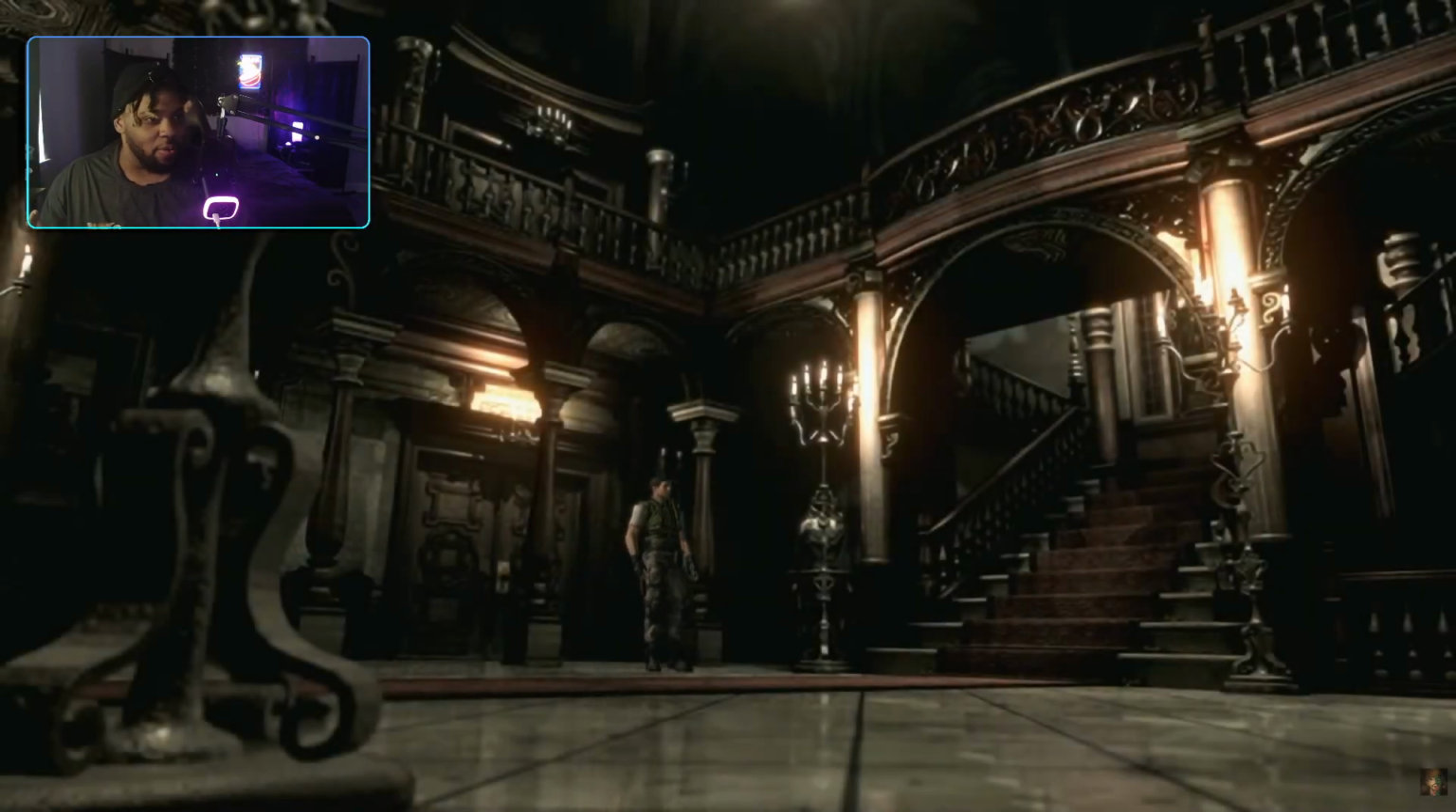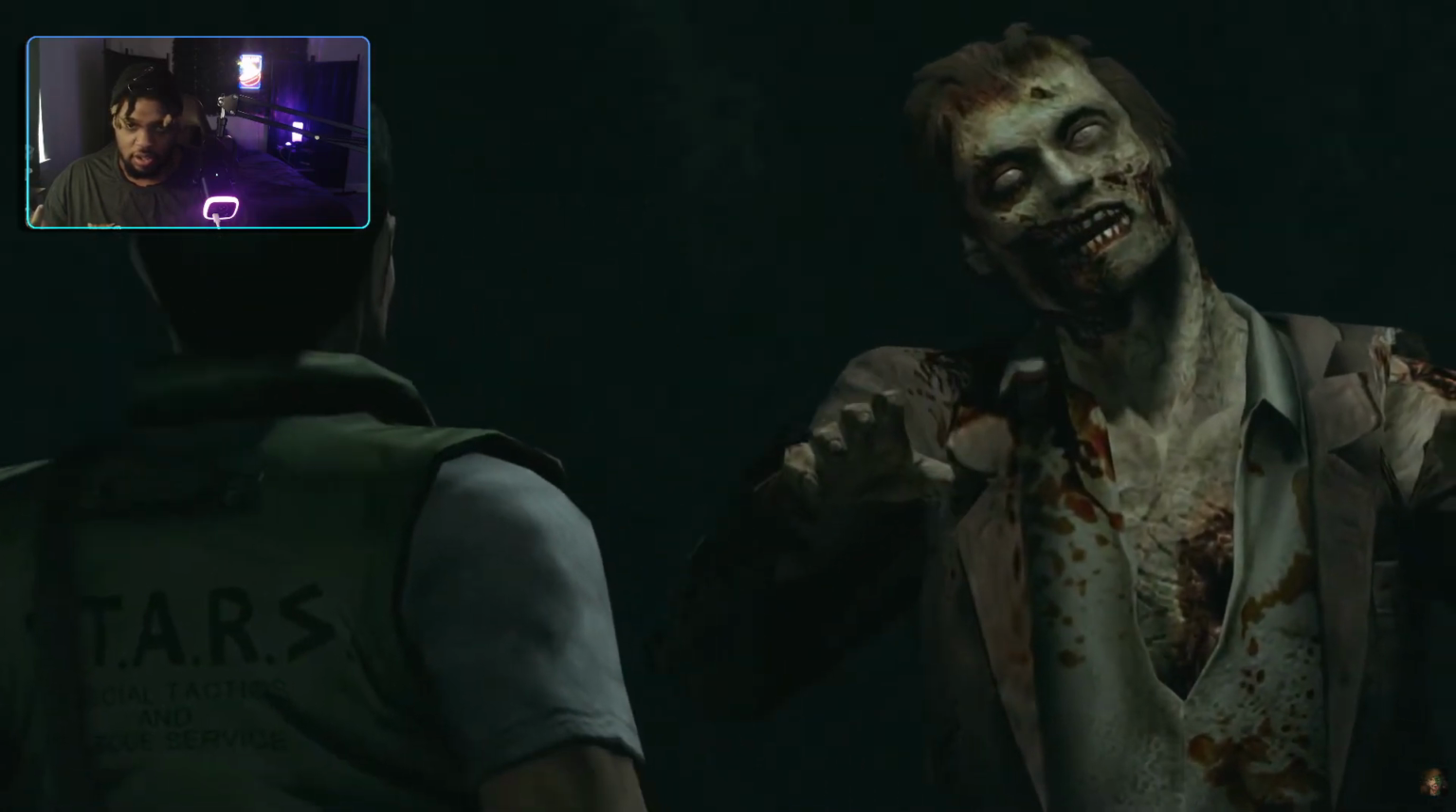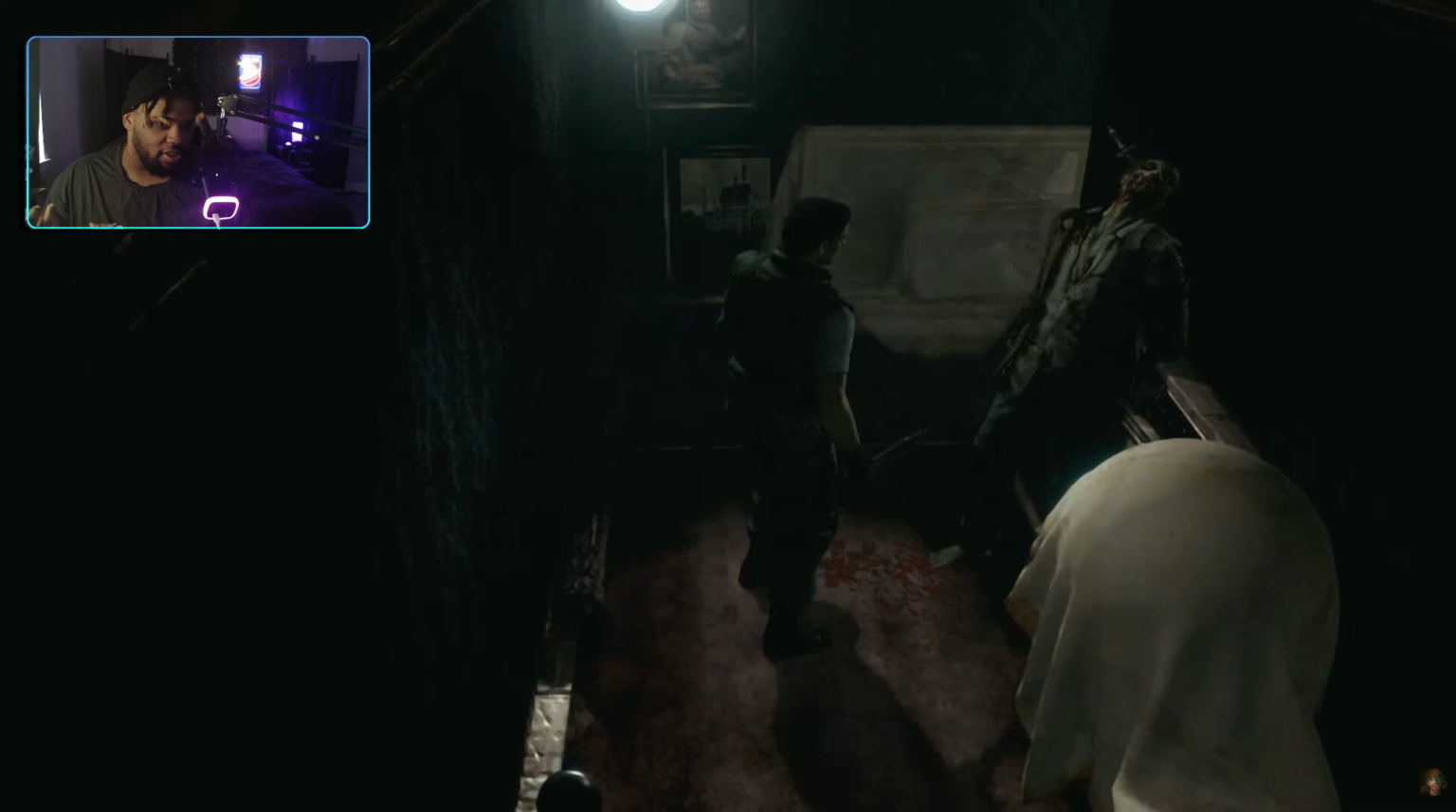Retreating, Chris returns to the main hall and finds Jill and Wesker are gone. He wonders where they went, and spots Jill's handgun on the ground. Chris encounters more undead wandering around the mansion, but manages to evade them.